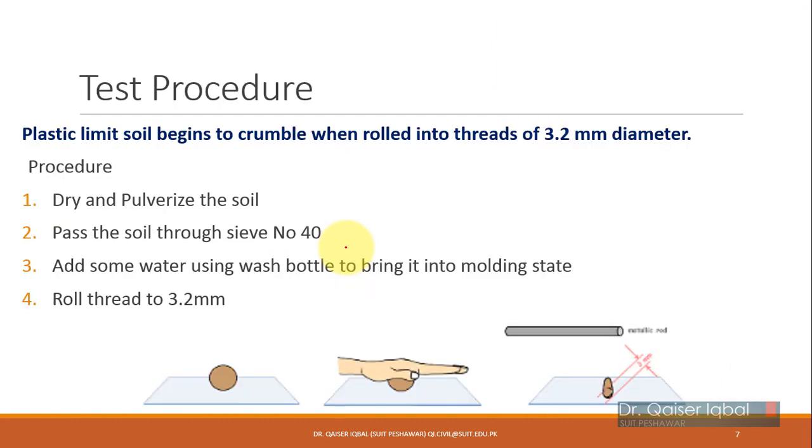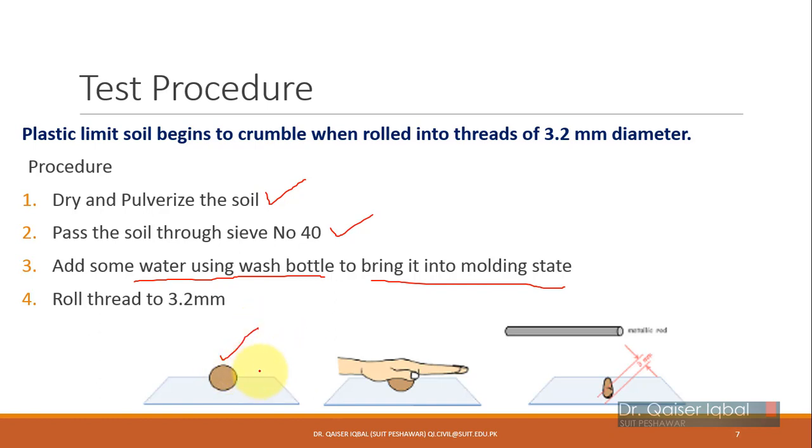So the test procedure, first of all, you will have to dry and pulverize the soil. Take a soil sample, dry it and pulverize it using the hammer into small pieces if there are some lumps in it. Then pass it through sieve number 40, which is a 425 micron sieve. The material which has passed through the sieve, add moisture into it using a wash bottle, and then bring it to a molding state and make balls from it, like this, round balls.